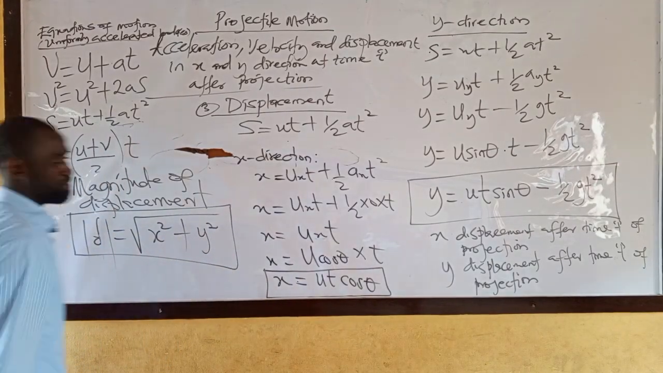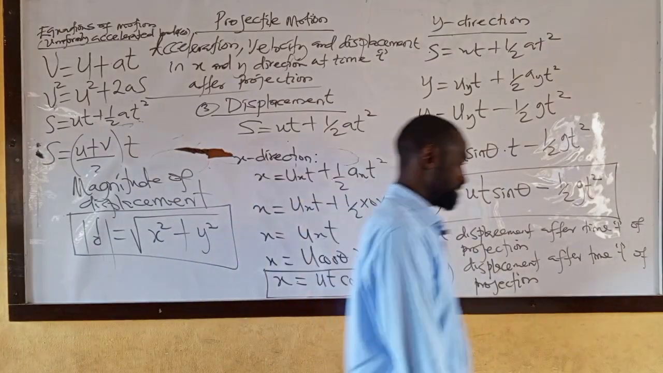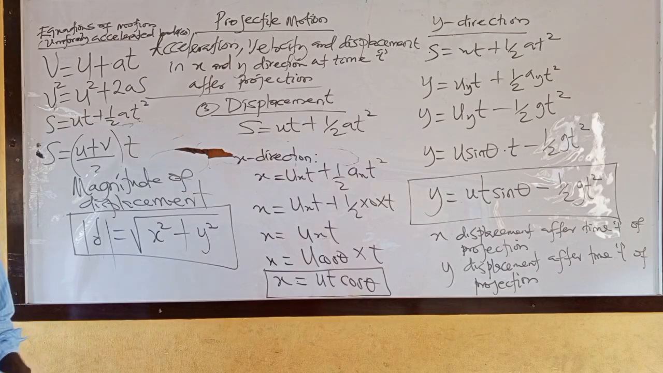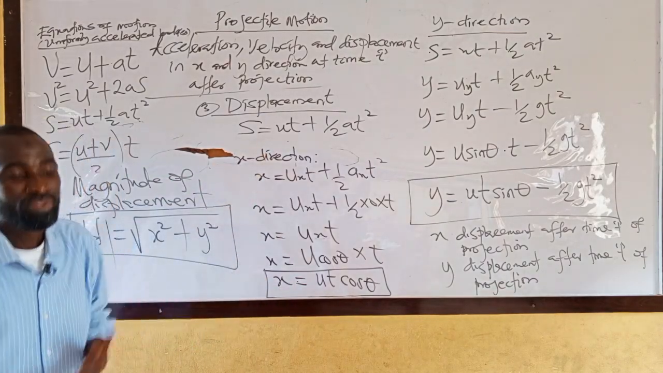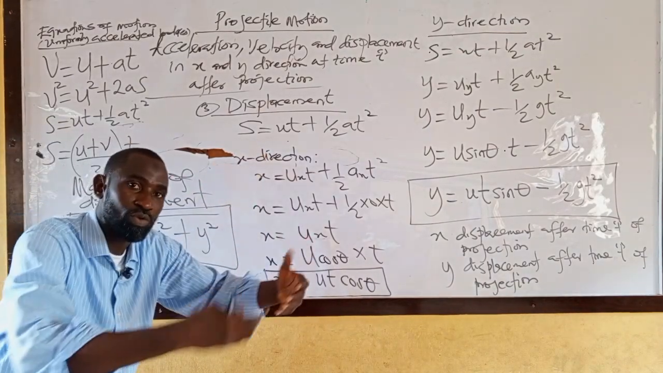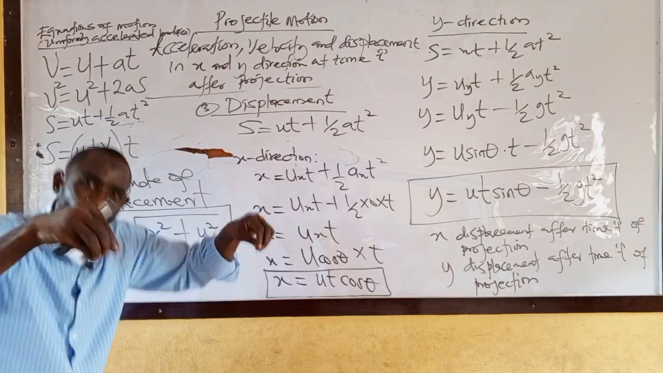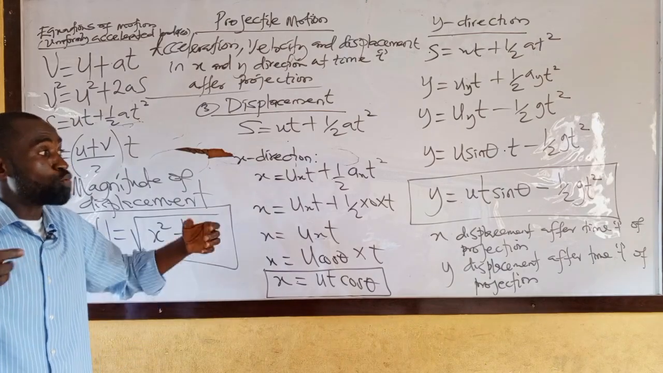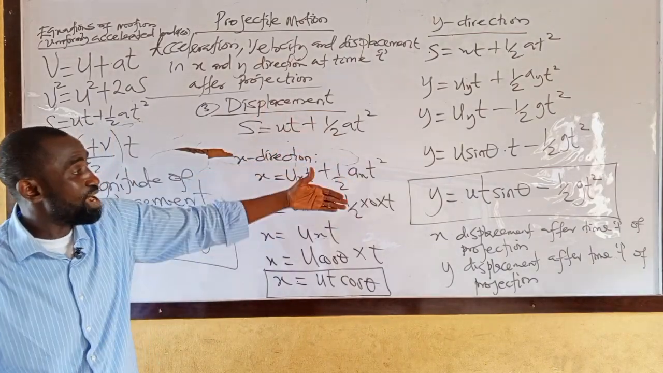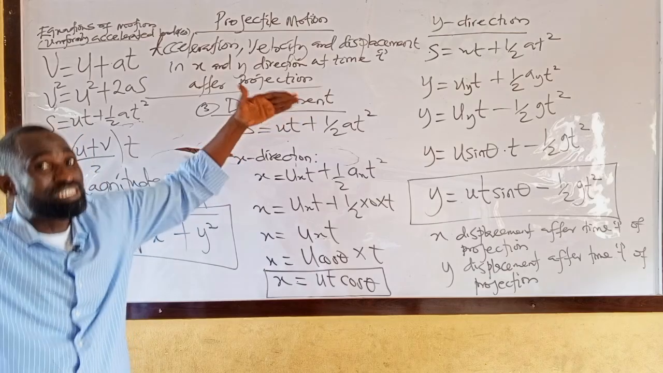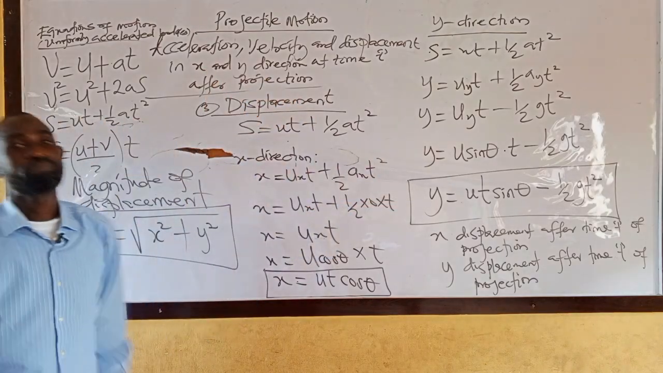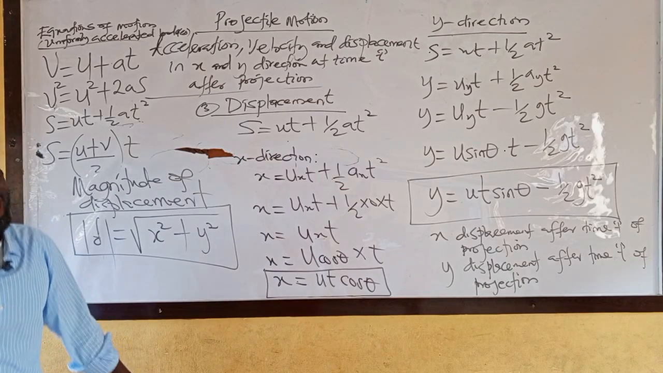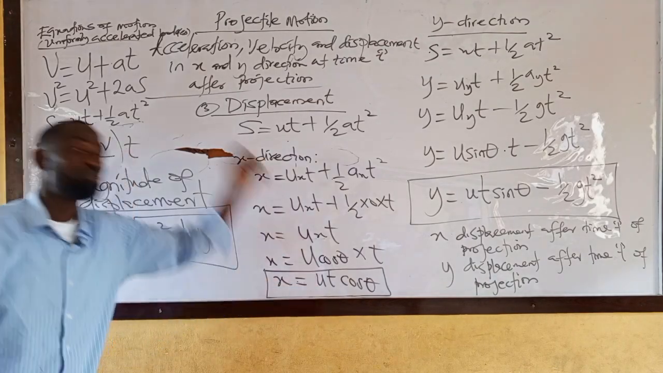Under projectile. Are you with me? Can we continue class? So, we're taking many formulas now. The formula to use to solve a particular question will depend on the parameters that you have in the question. If you talk about the vertical displacement after time t of projection, that is this formula. When I say the horizontal displacement after time t of projection, that is this formula. Get me?